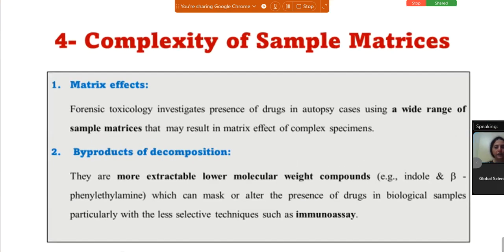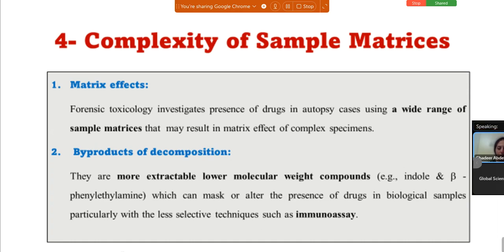The fourth challenge that we face is the complexity of sample matrices. Forensic toxicology investigates the presence of drugs in autopsy cases using a wide range of sample matrices that may result in a matrix effect of complex specimens that affects the ionization of the analytes and hence their detection. And the byproducts of decomposition.